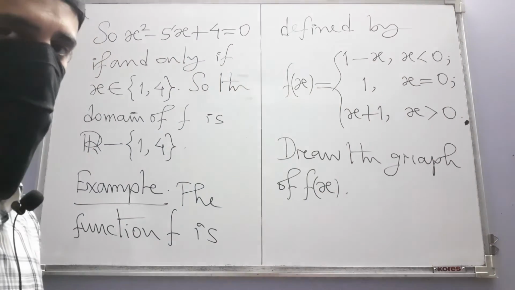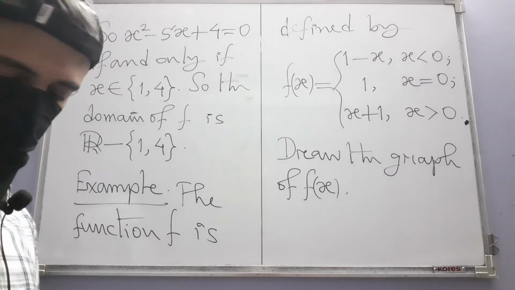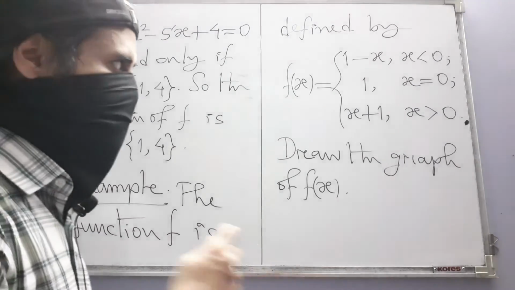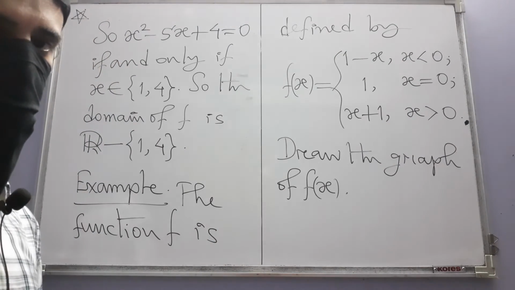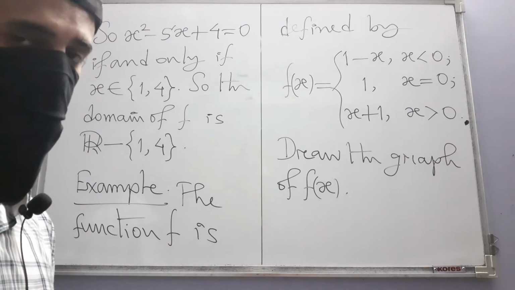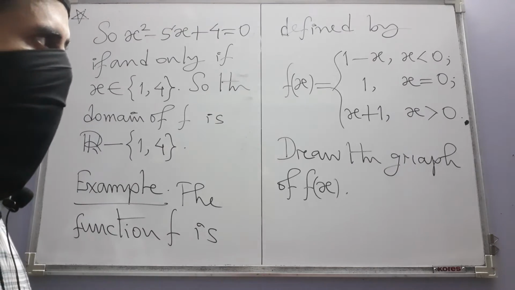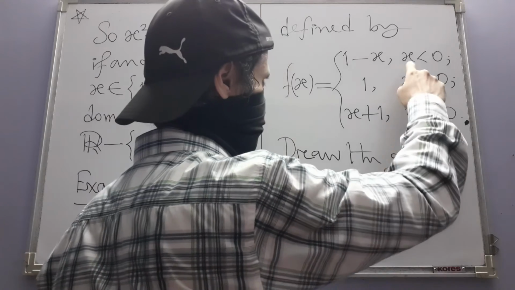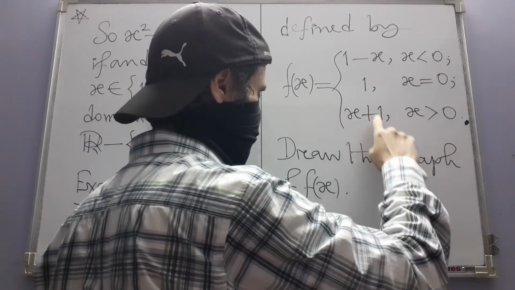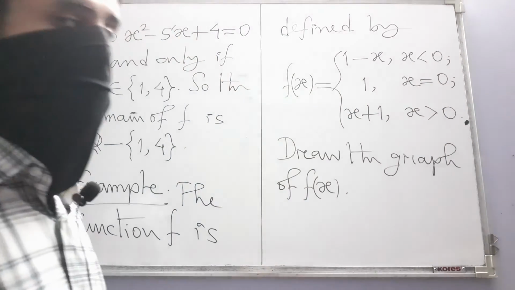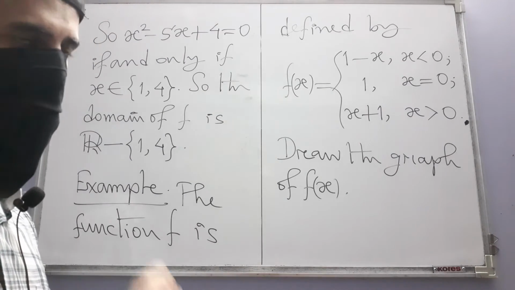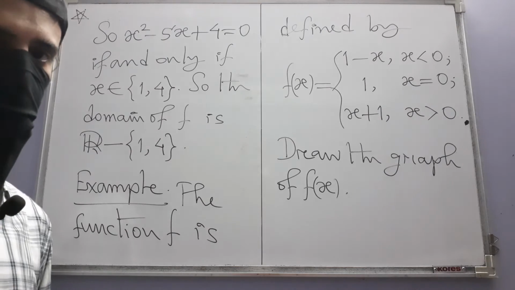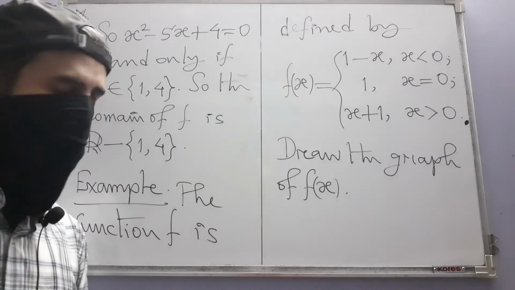Fine, any negative x can be taken. When x is 0, the output is 1, and when x is positive, the output is x plus 1. There is no problem in taking any real value in place of x and have an output. So the domain is R, but in different parts of the domain we have different linear functions. So there the graphs will be straight lines, except at x equal to 0 because it's just a single point.